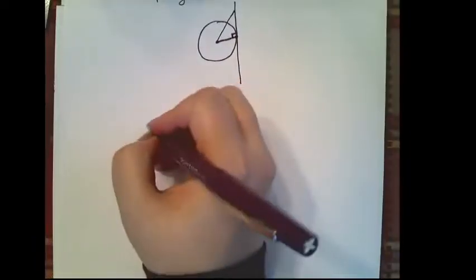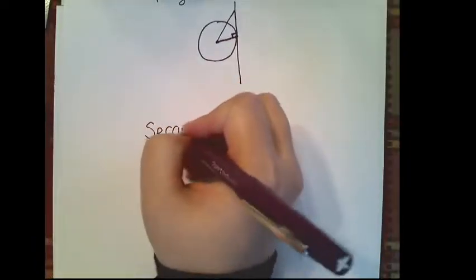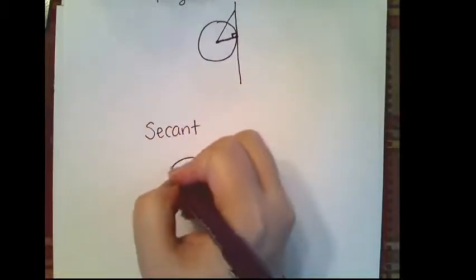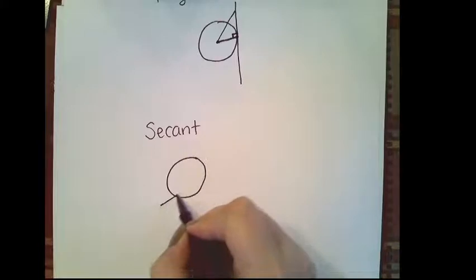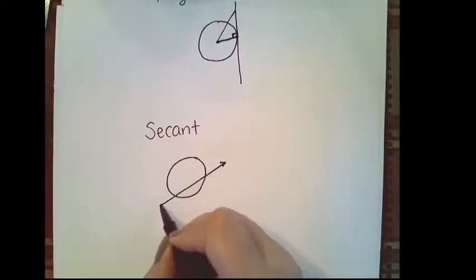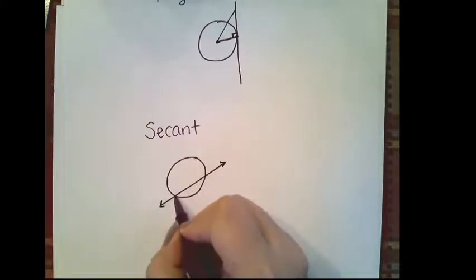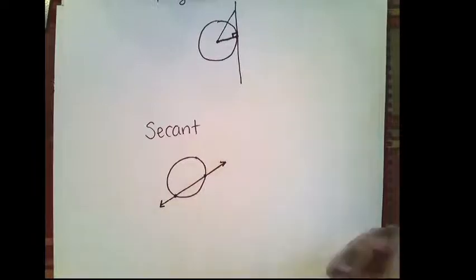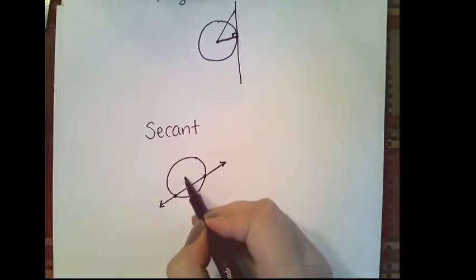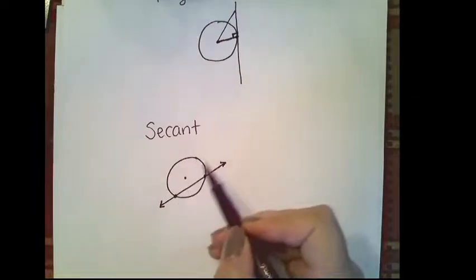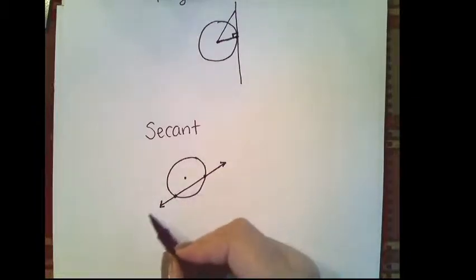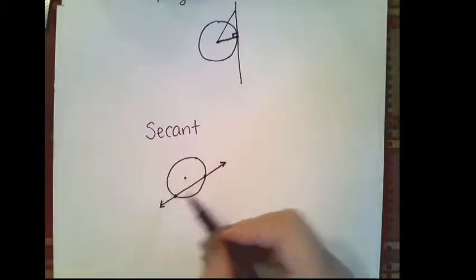Along with tangent, we have secant. And we have a circle again. A secant line is a line that intersects a circle at 2 points. It does not go through the center though. That would be a diameter if it goes through the center. But a secant is just a line that intersects a circle at 2 points.